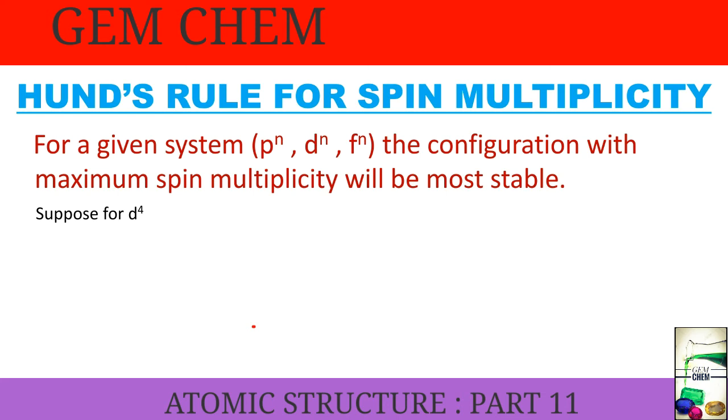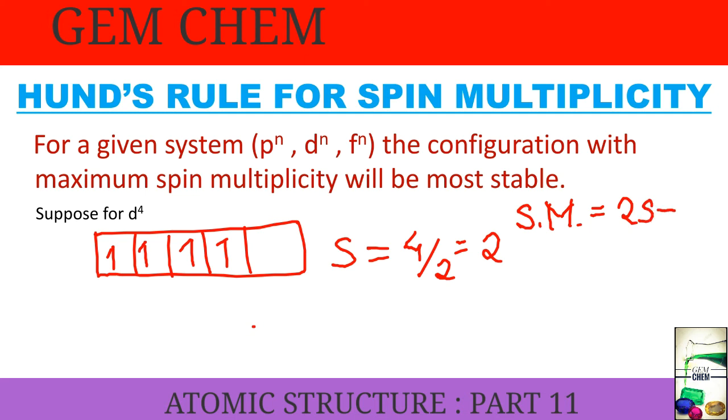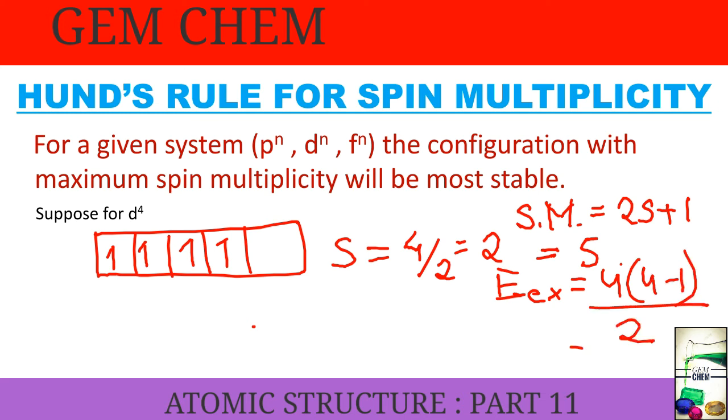For the first case of d4, the electrons go into the d orbitals singly, which is the minimum pairing case. For this, S is 4 into half, that is 4 by 2, which equals 2. Spin multiplicity is 2S plus 1, so it will be 5. And the exchange energy will be 4 into 3 by 2, which comes to 6K.